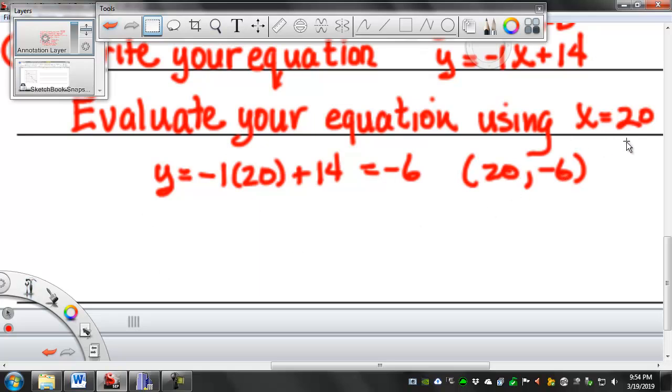And again, for all of our problems that we're doing, we're going to use x equals 20.